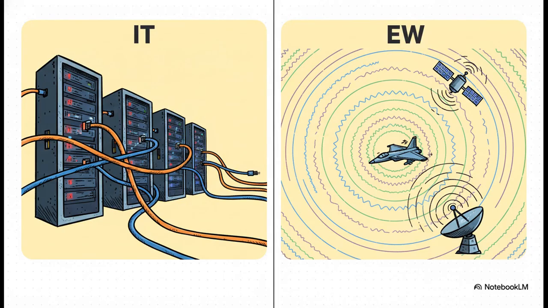And here's the key idea. The concepts, the strategies, they're almost identical. The only thing that's different is the playing field. In the IT world, you're fighting over fiber optic cables and Wi-Fi routers. In the world of electronic warfare, the battlefield is the electromagnetic spectrum itself, that invisible world of radio waves, radar, and communications that's all around us.